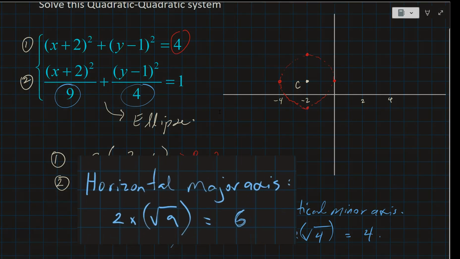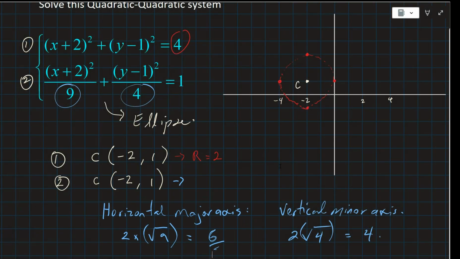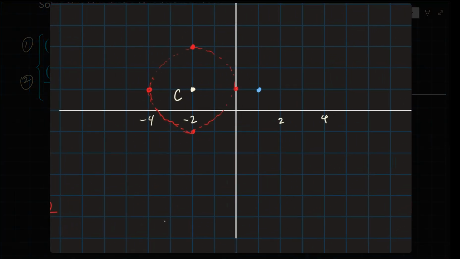Now that we have this, we can go ahead and draw the ellipse. We're going to use the major axis, so 6 units right here. To do that, from the center, we're going to go 3 to the right, 3 to the left. So 1, 2, 3 right there.